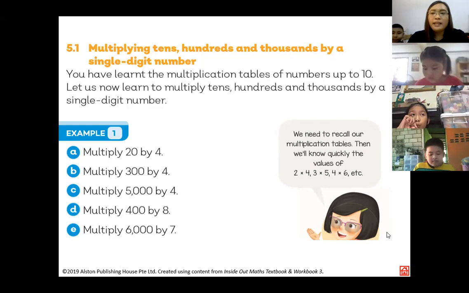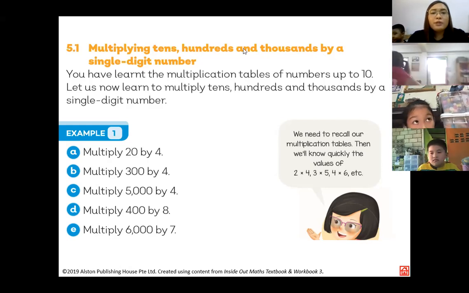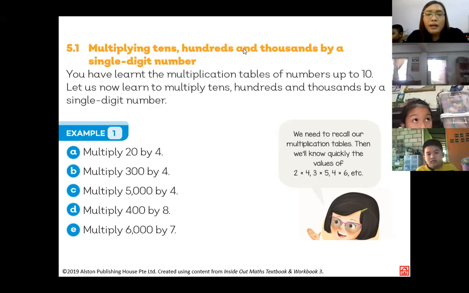Okay, class. So again, our lesson this afternoon is all about multiplication: multiplying tens, hundreds, and thousands by a single digit number. In your second grade, you learned about multiplication tables of numbers up to 10, right? So let us now learn to multiply tens, hundreds, and thousands by a single digit number.